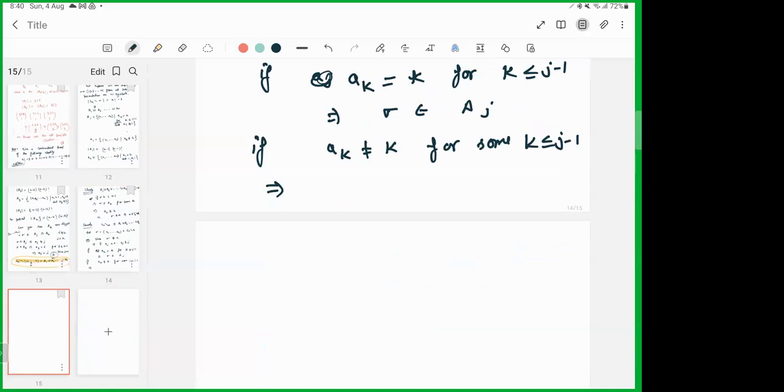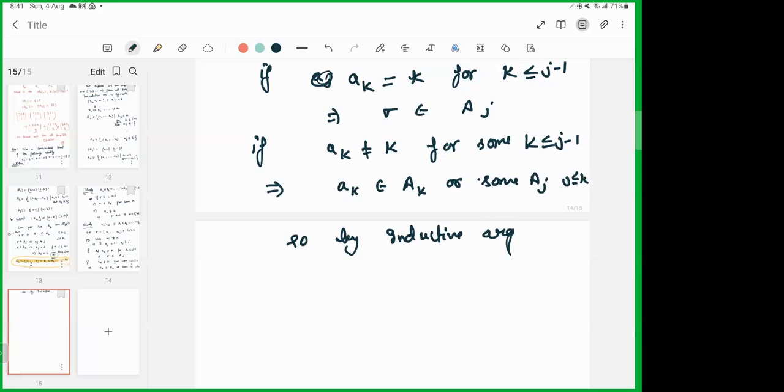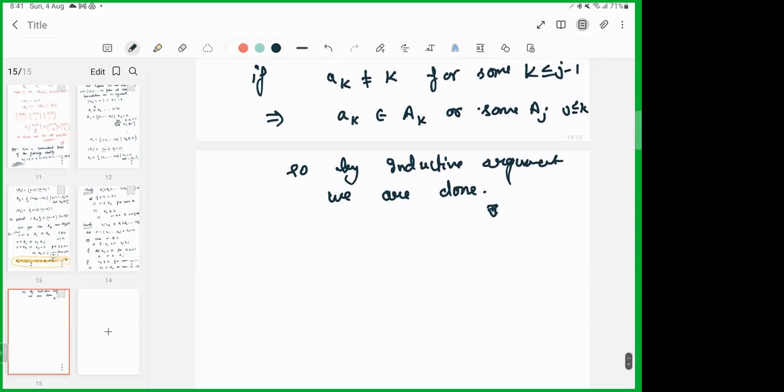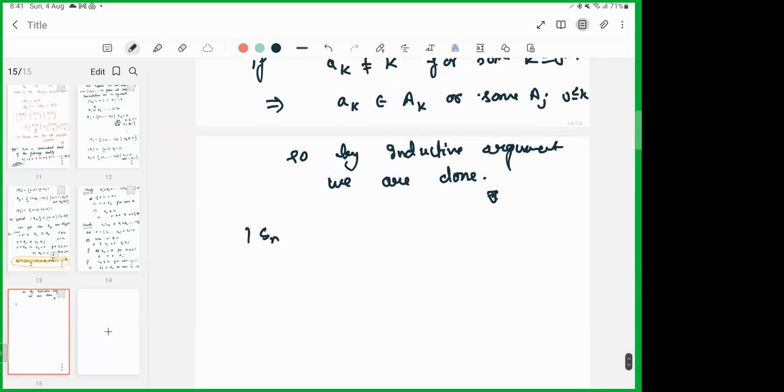That implies it must belong to capital AK, or otherwise we can repeat this procedure for some Aj, J less than K. So by inductive argument, we are done. So now we have shown this thing.